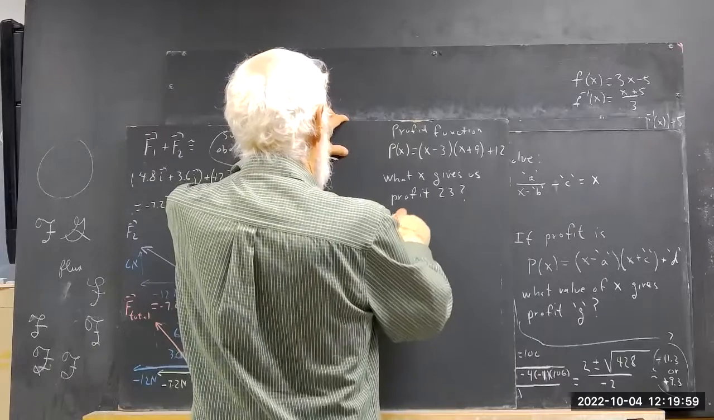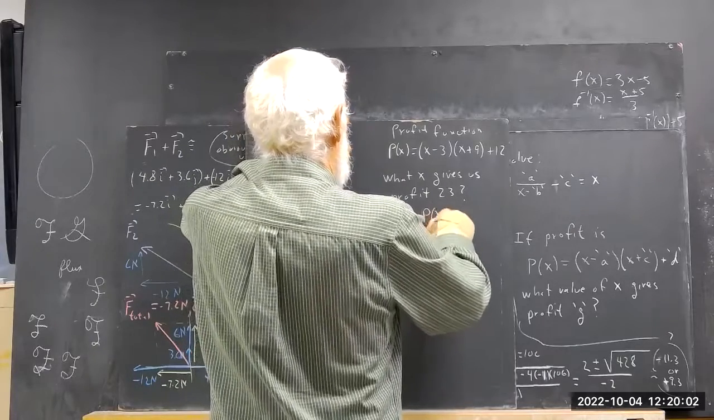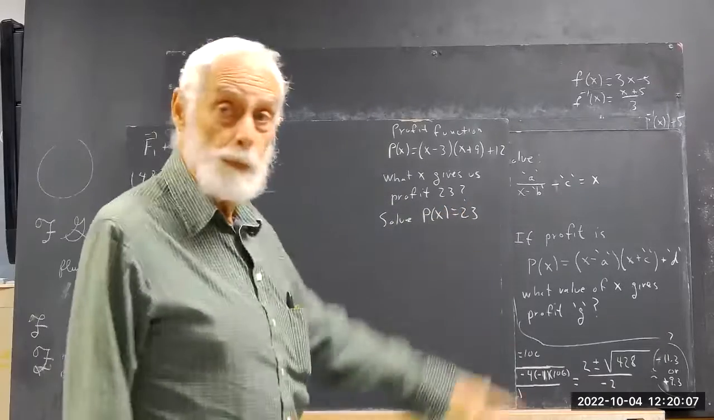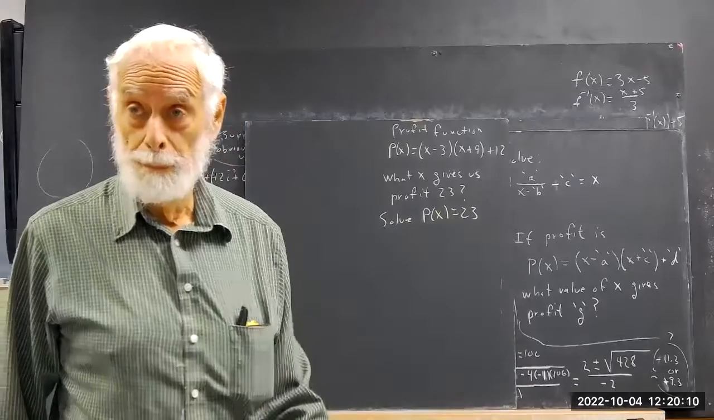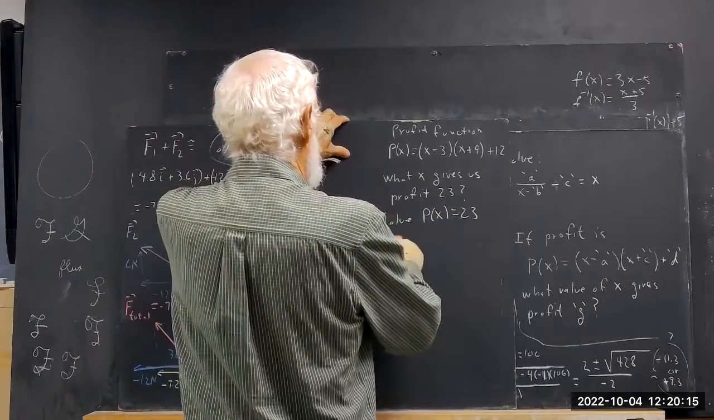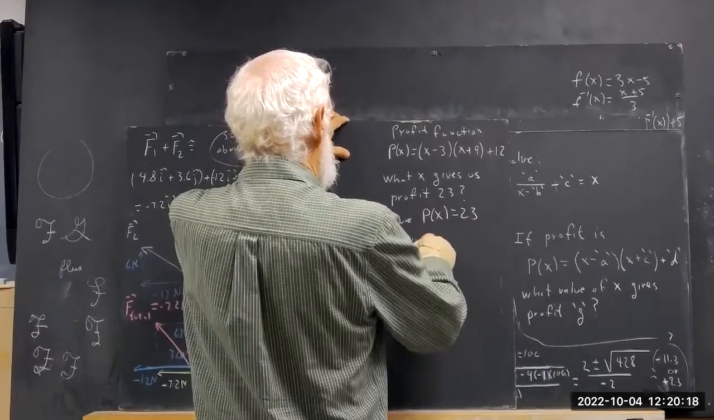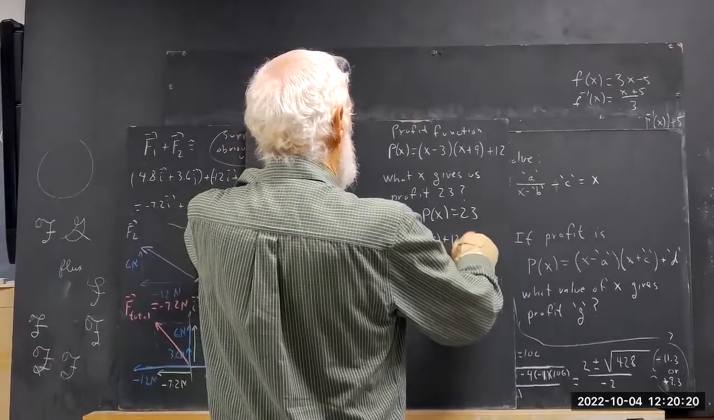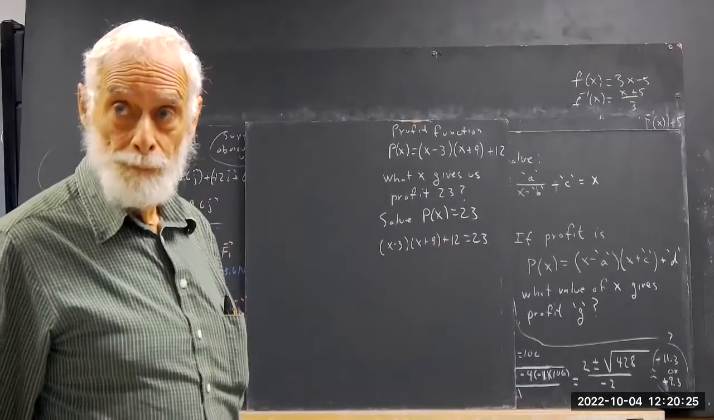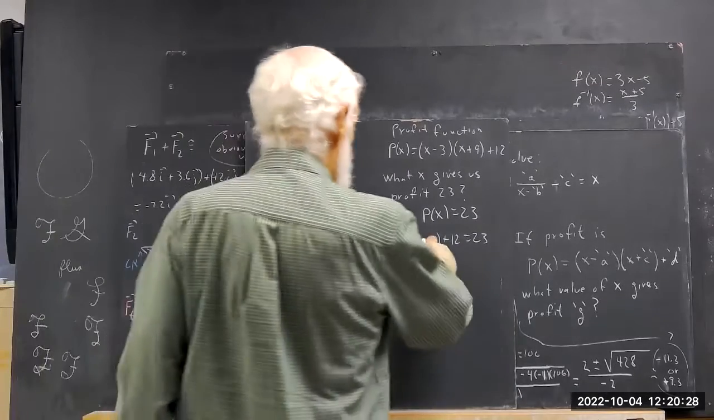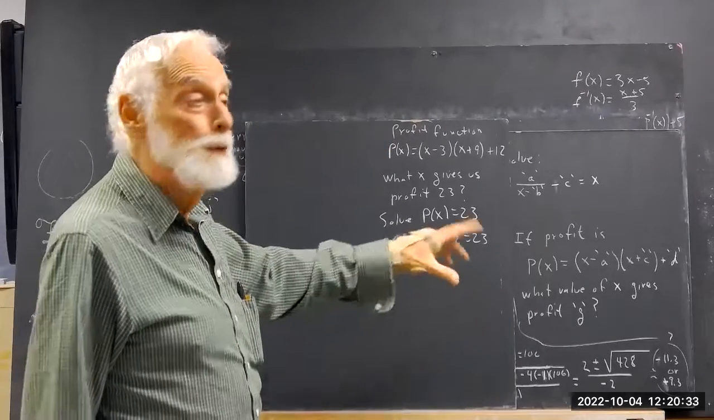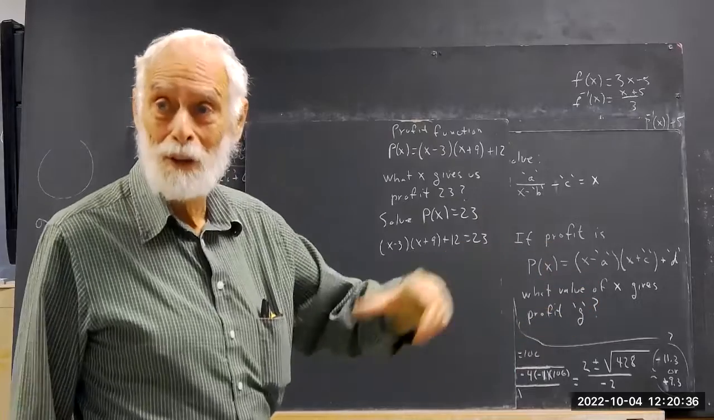So we solve P of x equals 23. If P of x equals 23, then our profit is 23. Well, P of x equals 23 is just x minus 3 times x plus 9 plus 12 equals 23. Okay. Now everybody correctly uses the distributive law when you see this. You got to remember to do that when you have a square also, or cube, or anything like that.